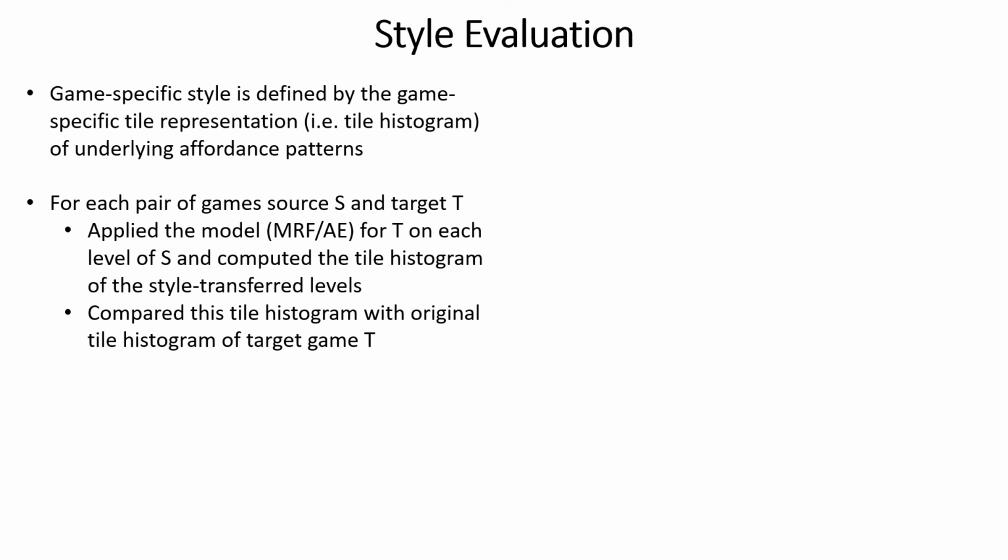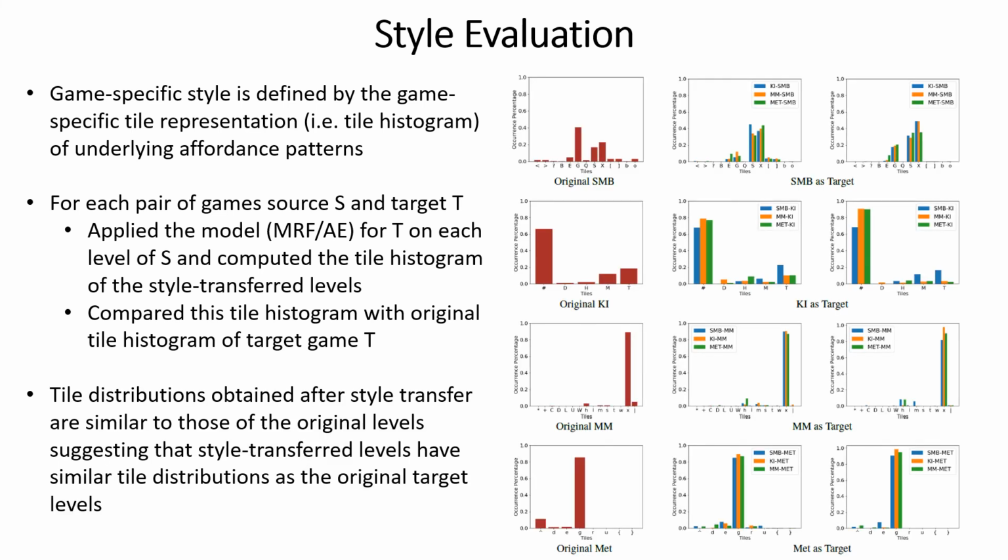here we consider a game's specific style to be defined by the tile representation or tile histogram of its underlying affordance patterns. And to evaluate this, again, for each pair of games, source S and target T, we computed the tile histogram of the levels obtained after performing style transfer with the original tile histogram of the target game T. So here we have the results.